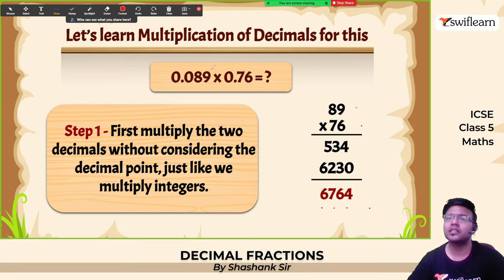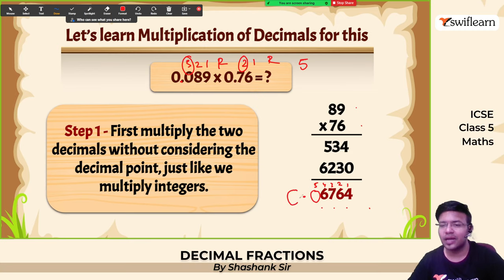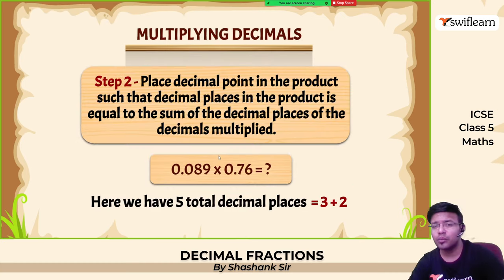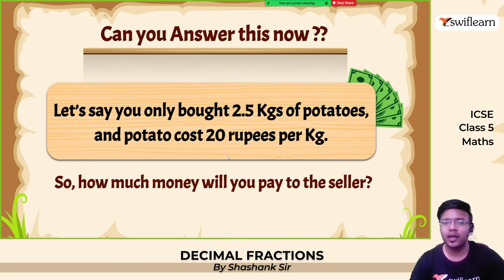Now to place the decimal point from the right side: after how many numbers is the decimal point? After 3. Here after 2 numbers the decimal point is there. So 3 plus 2 is 5. After 5 numbers, 1, 2, 3, 4 and 5, there is no 5th number. So add a 0 and place a decimal point. So the answer is 0.0764. This is how we do the multiplication of decimal numbers.